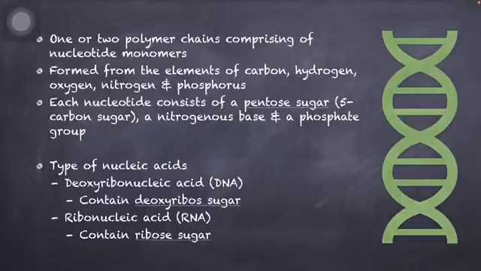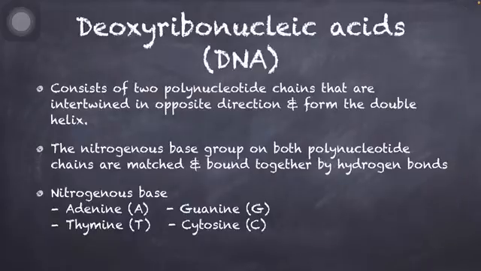So there are two types of nucleic acid. The first one is deoxyribonucleic acid, DNA, and it contains deoxyribose sugar. And the other one is ribonucleic acid, RNA, and it contains ribose sugar. So let's move on to the deoxyribonucleic acid, DNA.